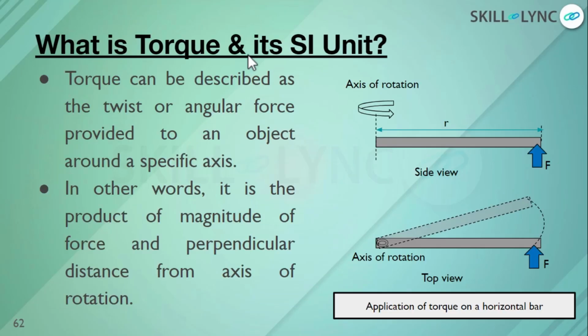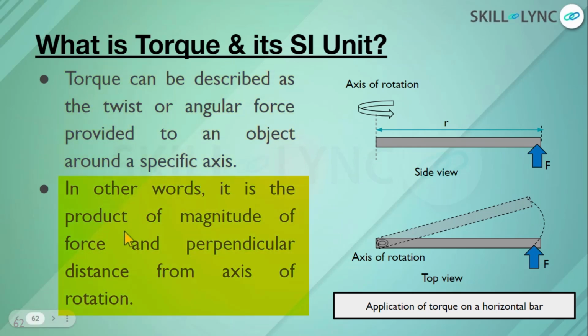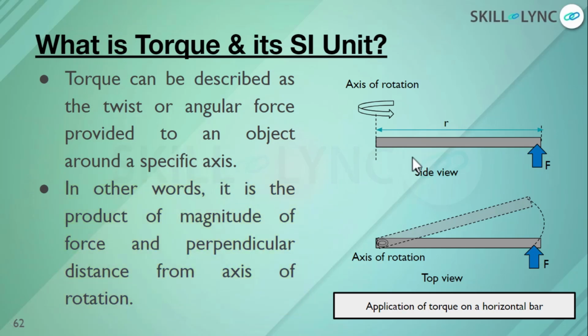What is torque and what is its unit? Torque can be described as the twist or angular force provided to an object around a specific axis. In other words, it is the product of magnitude of force and perpendicular distance from the axis of rotation. Let's try to understand this in the form of pictures.